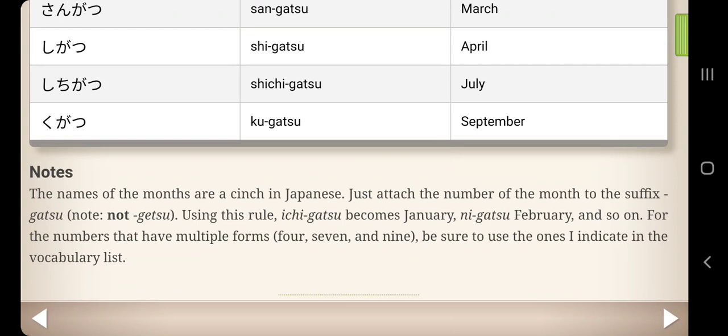The names of the months are a cinch in Japanese. Just attach the number of the month to the suffix gatsu. No, not getsu. Using this rule, ichigatsu becomes January, nigatsu, February, and so on. For the numbers that have multiple forms, 4, 7, and 9, be sure to use the ones indicated in the vocabulary list.